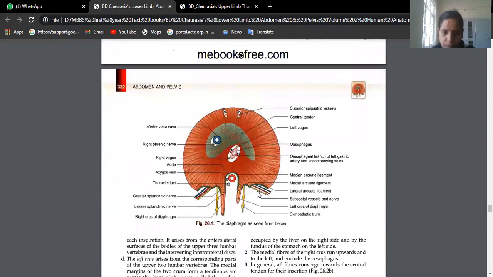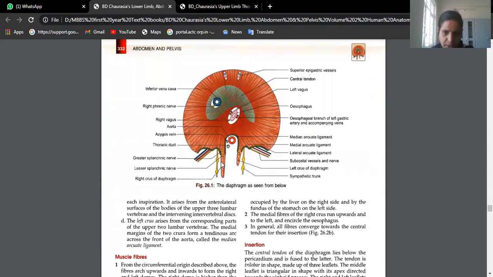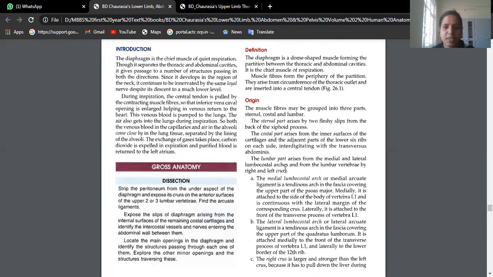See here, this is the median part, the median arcuate ligament, where I am scrolling. This is the medial arcuate ligament and this is the lateral arcuate ligament. Now, this one is the right crus, which is larger and stronger, longer and stronger, because it has to pull the liver during each inspiration. This is the left crus, which is a little smaller. First of all, we are talking about the crus, and crura means the same.